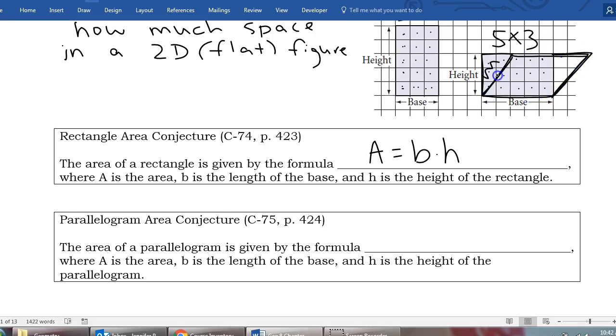So the formulas for rectangles and for parallelograms actually turn out to be the same, because it's still how long it is this way by how tall it is this way, as long as we use the height of that figure and not how long the side is. So we're not talking about the slant, but actually how tall it is. So same formula, base times height.